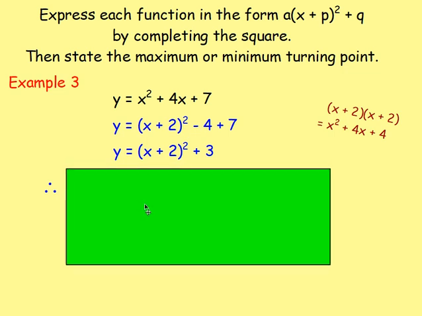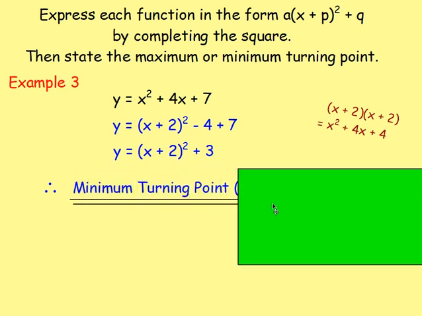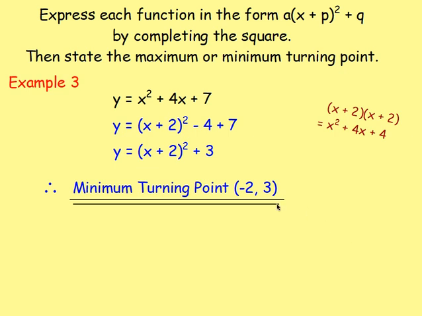Minimum or maximum turning point? Well, the coefficient of x squared is 1, which is a positive number, so you'd have a minimum turning point. And the minimum turning point would be (-2, 3). Again, you're taking the number in here and changing the sign and keeping that number just as it is.